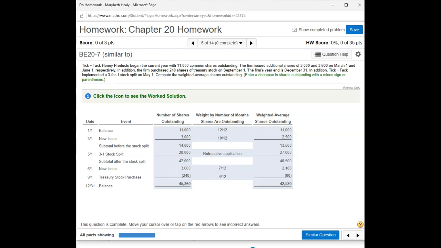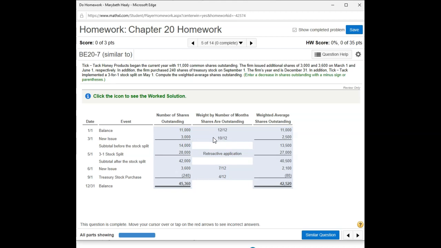What we do is we start with a similar structure where we take the number of shares outstanding at the beginning of the year. In this case, we had 11,000 out at the beginning of the year. 12 out of 12 months they were outstanding, and so we have our weighted average on the far right. The next group that was issued was on March 1st. We have 3,000 new shares, so they were available for 10 out of 12 months. January and February, of course, they weren't available. So we multiply that out.